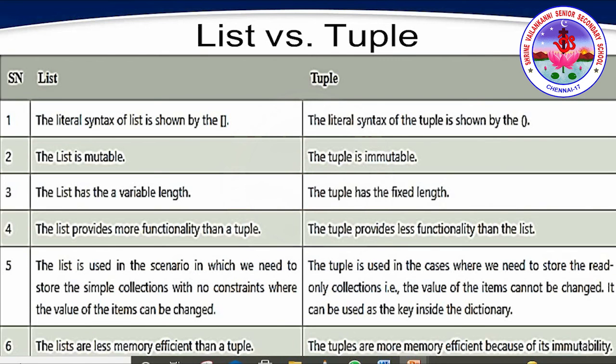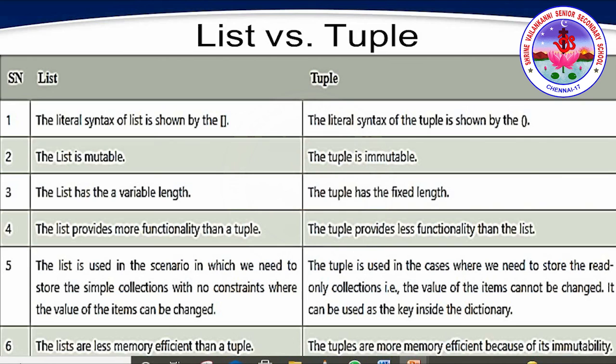Now the difference between list and tuple. The literal syntax of a list uses square brackets. For a tuple we have normal brackets. List is mutable but tuple is not mutable, so it is an immutable data type. List has variable length but tuple has fixed length. List provides more functionality than a tuple. Tuple provides less functionality than a list.